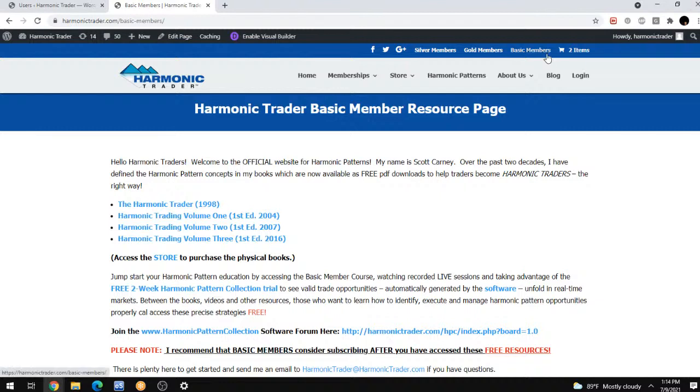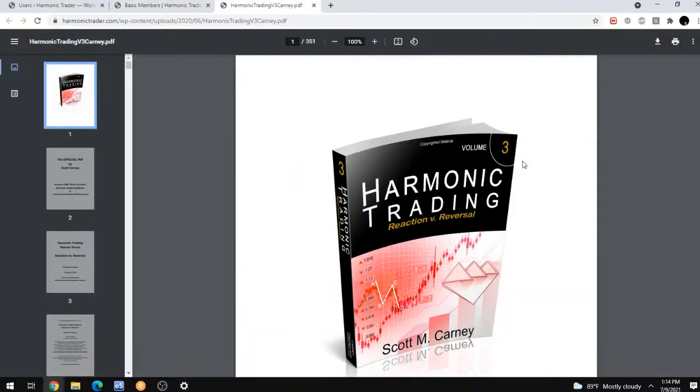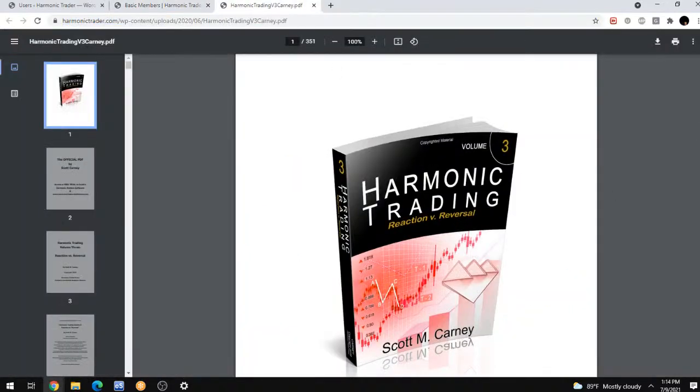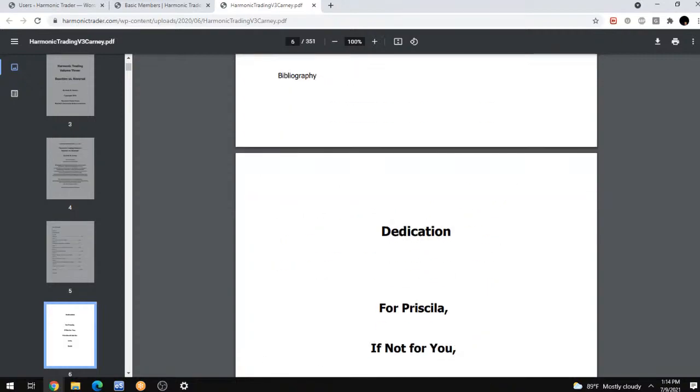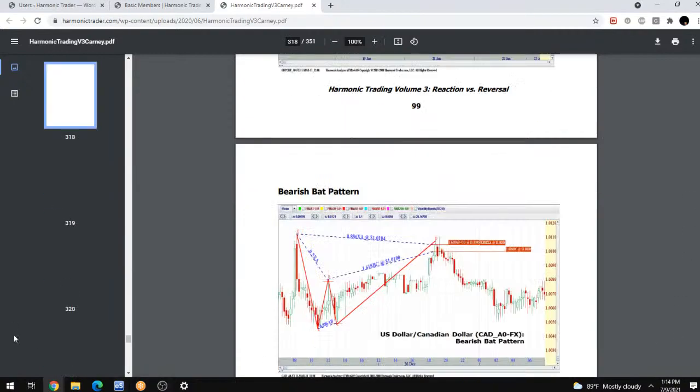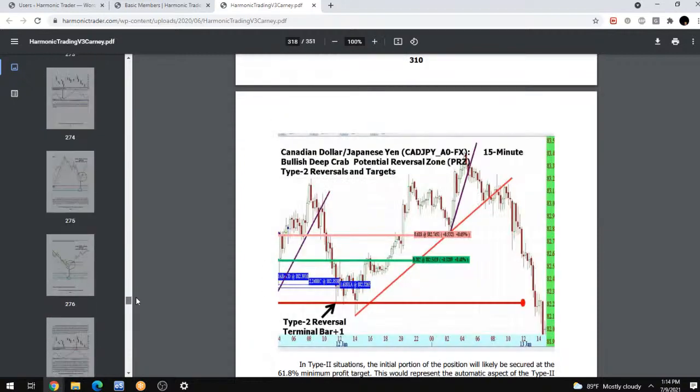Okay, so what is HOP? Harmonic optimal price. Exactly. HOP is a concept that is available in the volume 3 book. And hey, this isn't a bad place to start. So go to the basic members page, click on your volume 3, access volume 3. Now, if you want to read about what the HOP is, go down, I think it's about page 270. Maybe it's 280, somewhere in there.